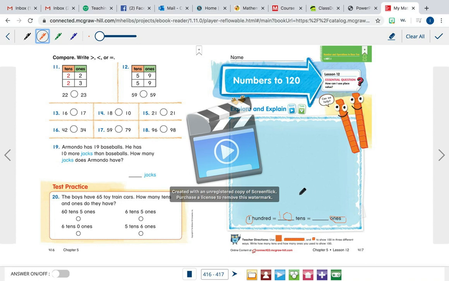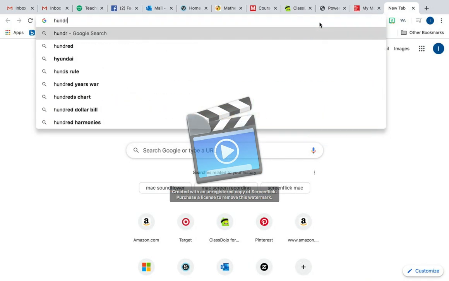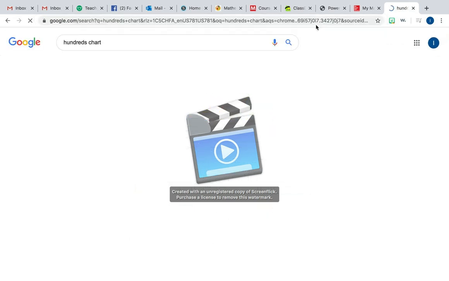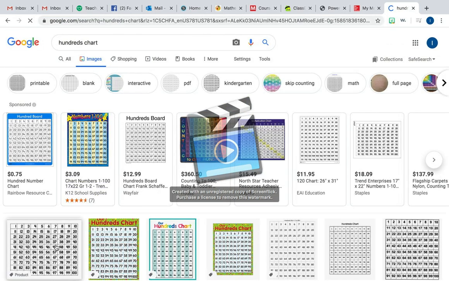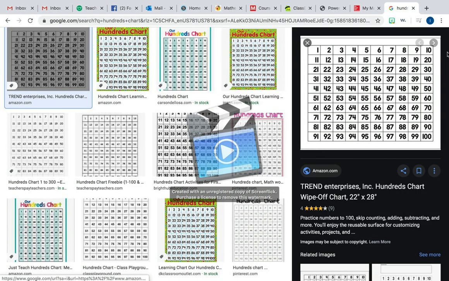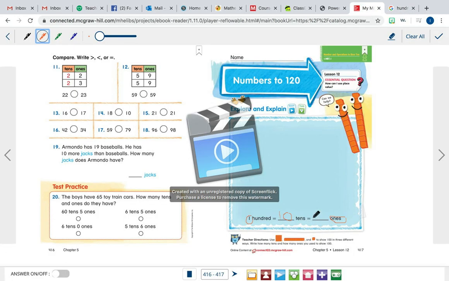Well, if we know our hundreds chart, which is right here, so let me show you. Look at this right here. Do you see how many ones we have? 1, 2, 3, 4, 5, 6. How many ones did it take to get to 100? 1, 2, 3, 4, 5, 6, 7, 8, 9, 10, 11, 12, 13, 14. Oh my goodness, it's so hard to count to 100. But how many ones are there here? I hope you said 100. There were 100 ones in 100.